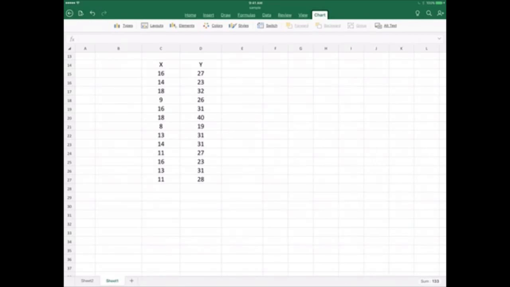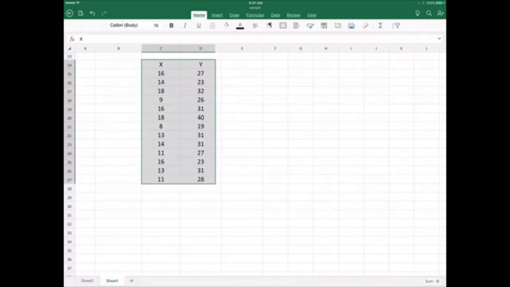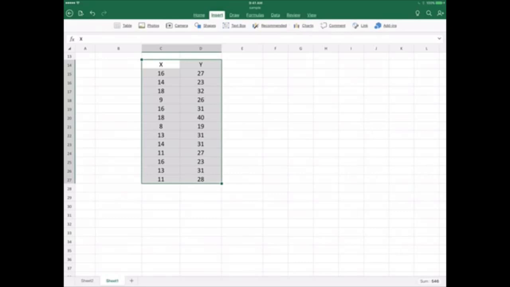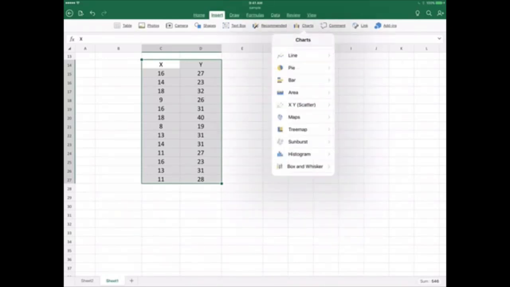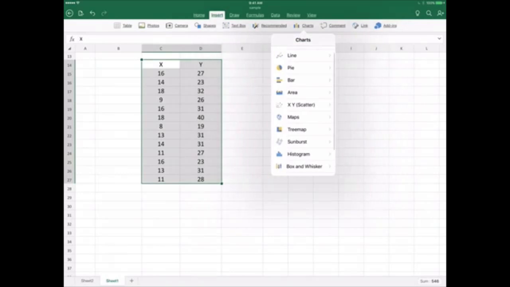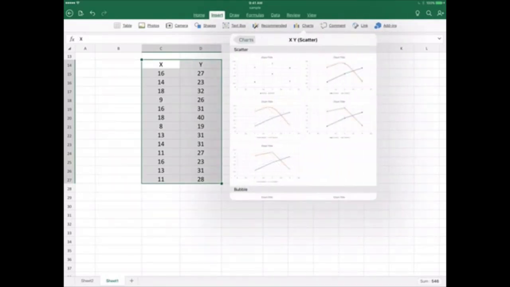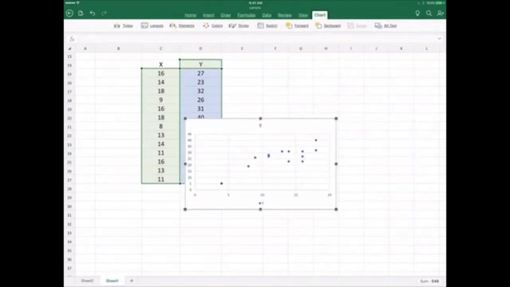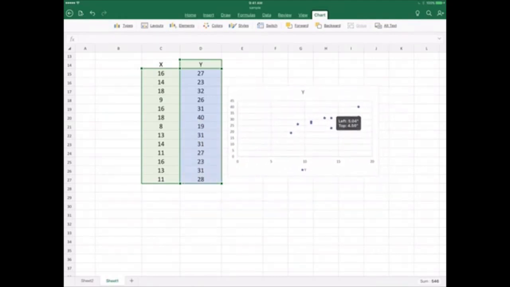So what you do to create the graph is you would highlight all of the data. You would say, as we've done before, to insert a chart, and you would see the XY scatter that's shown. We would take the one in the upper left-hand corner and it would create a dot plot.